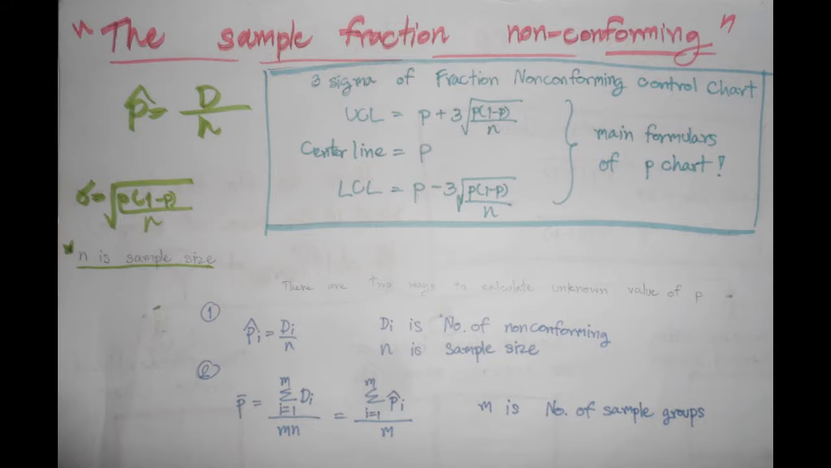There are two ways to calculate the unknown value of p. For the first way, p hat is equal to d divided by n. d is the number of non-conforming, n is the sample size, and you can calculate it for each data of d and n. For the second way, it is calculated from p bar, which is equal to the summation of d values divided by m multiplied by n, or equal to the summation of p hat divided by m. m is the number of sample groups. Then you can construct the graph of non-conforming by p hat value with the sample number.